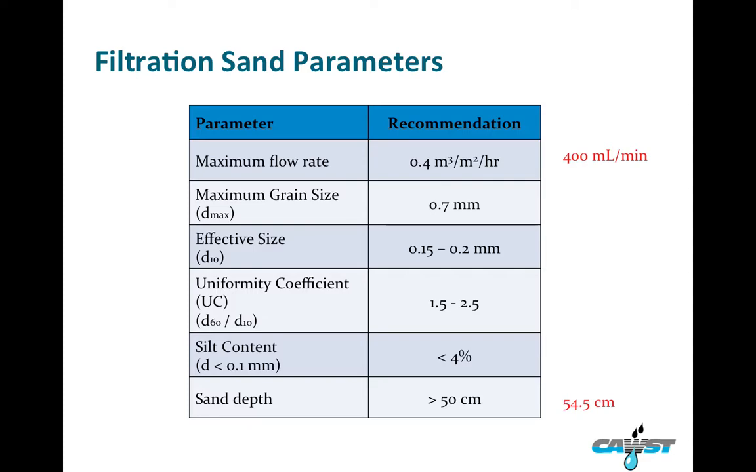Now I've written here 0.4 meters cubed per meter squared per hour. That's not actually the maximum flow rate. That's the maximum hydraulic loading rate. You can use that number to calculate the maximum flow rate for a non-standard biosand filter, or a biosand filter other than the concrete box that might have a different surface area. Now, we recommend a sand depth of at least 50 centimeters. The standard concrete filter has just under 55 centimeters of sand.